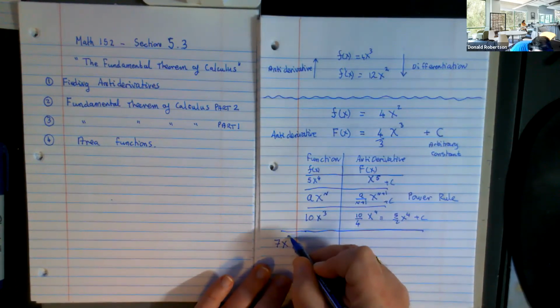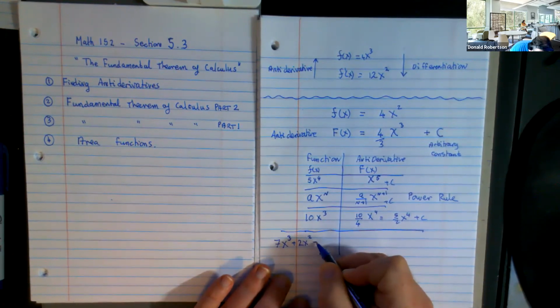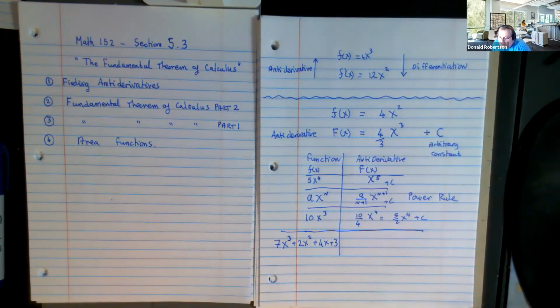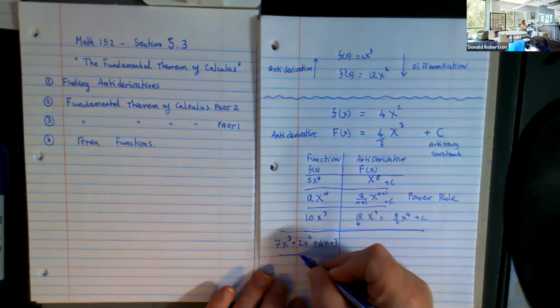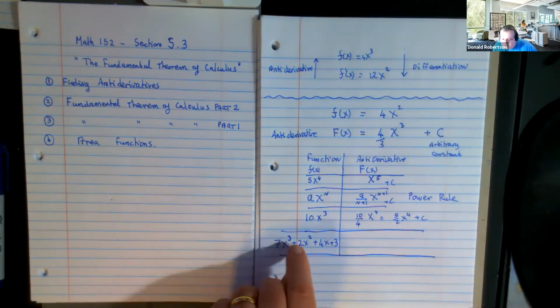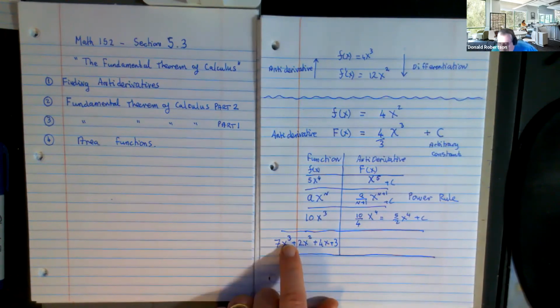7x cubed plus 2x squared plus 4x plus 3. So basically a polynomial. Now, if you want to find the antiderivative of a polynomial, just find the antiderivatives of each piece. That's all you need to do. Now, I've deliberately chosen some really ugly answers.